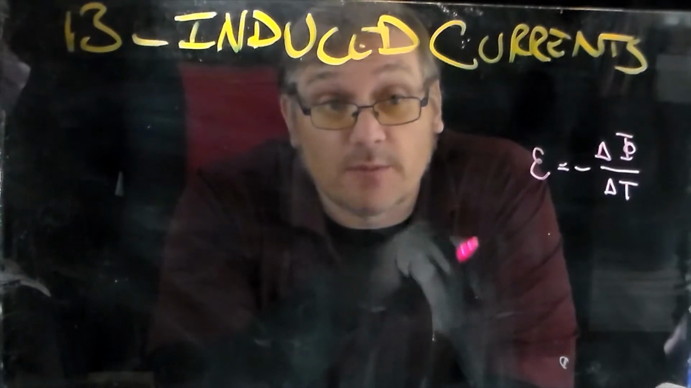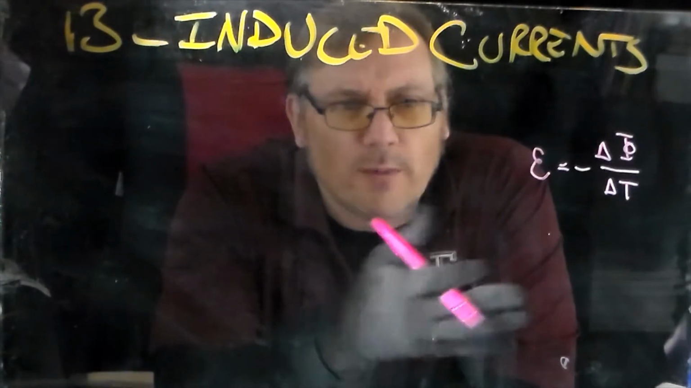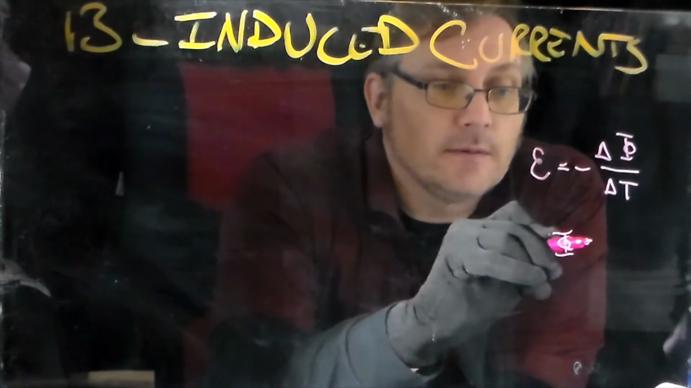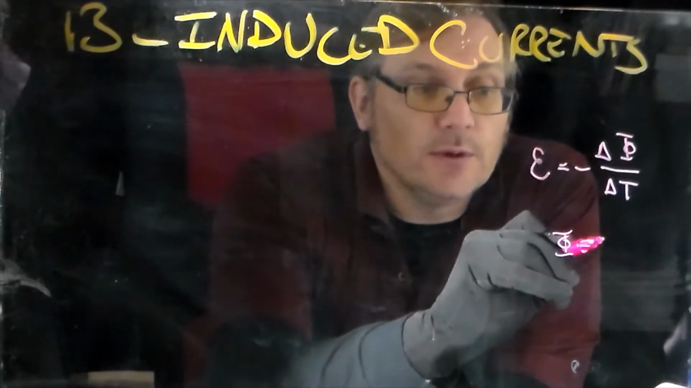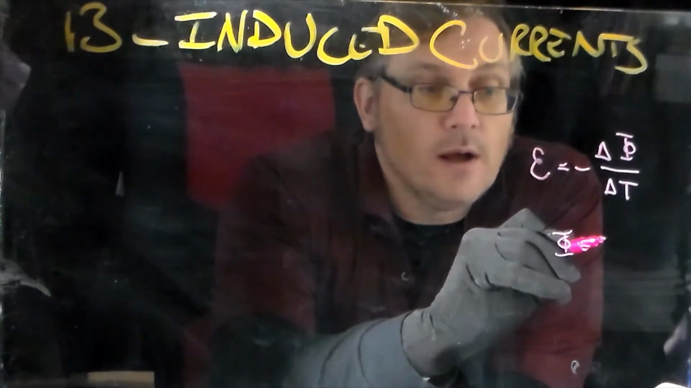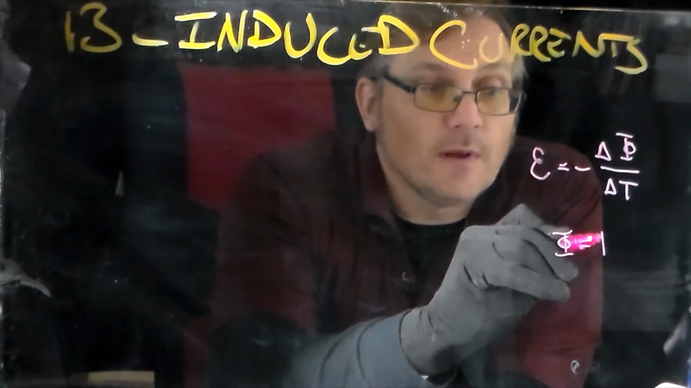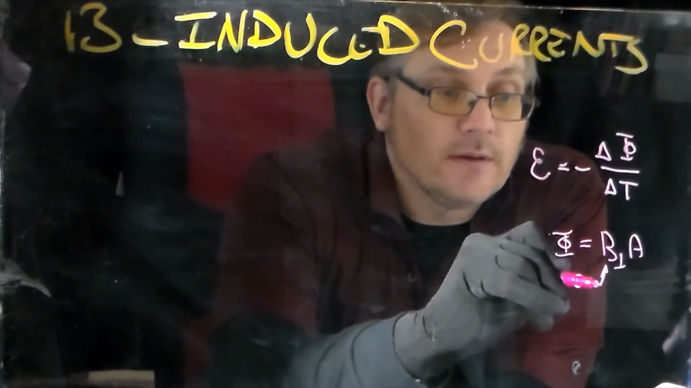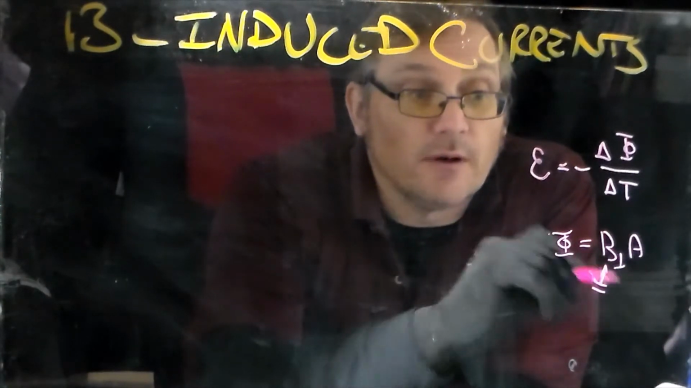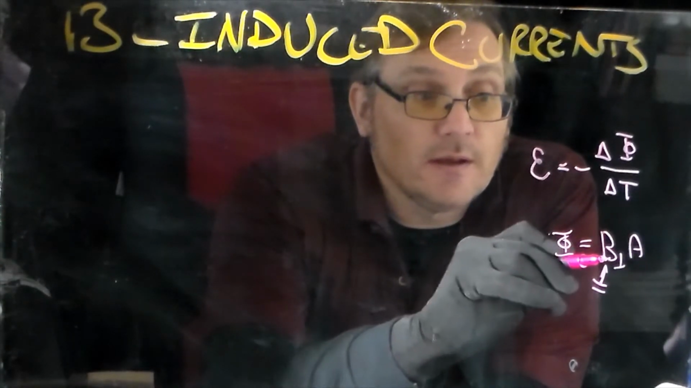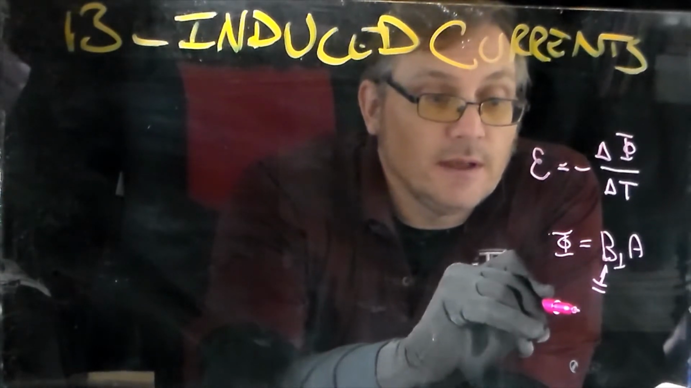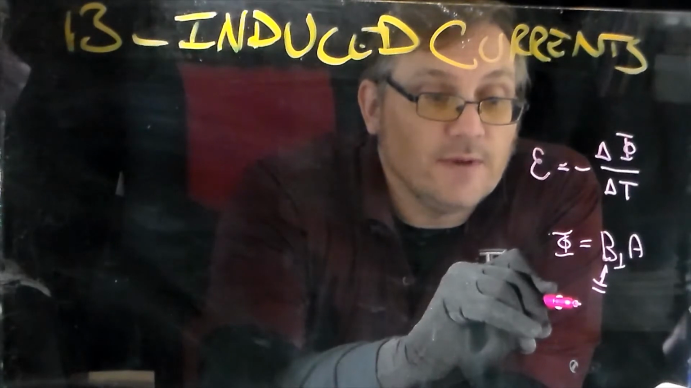interactions between the electric and magnetic field. And you're saying, I don't see electric or magnetic fields here. But remember, phi is equal to B perpendicular A. So that's our magnetic field. And E is related to the field.